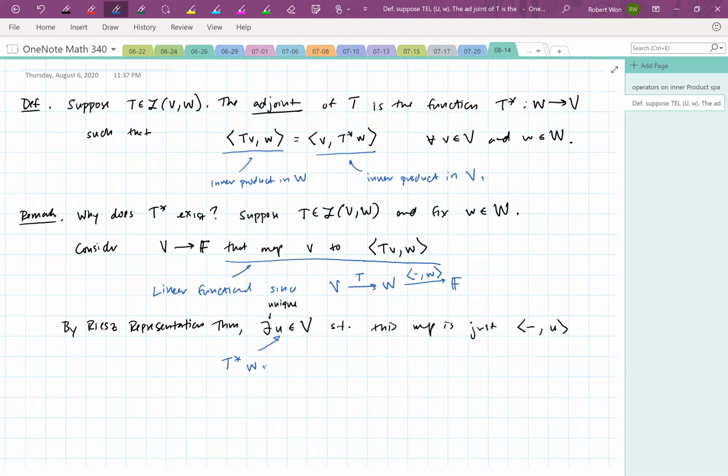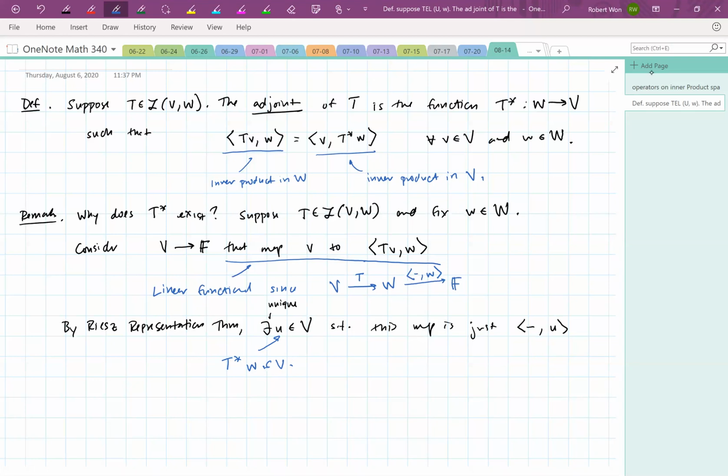Therefore, if you fix the map T, for every single W you do this process that gives you a unique vector T star W. Therefore, this does define a function T star from W to V. Right, this is in V. It's not that obvious, if you look at the definition, that T star should exist. But if you use the Riesz representation theorem, you'll see that this actually does define a function.